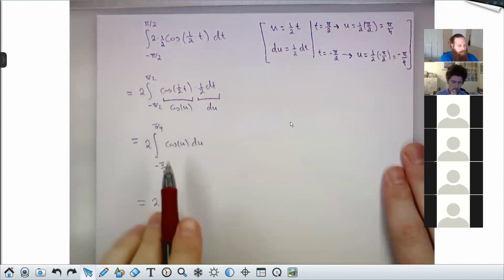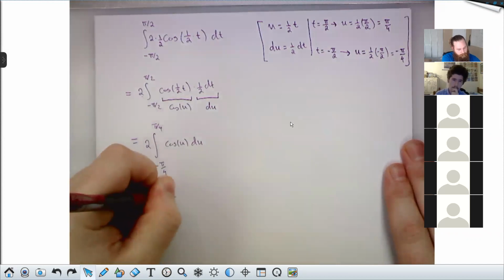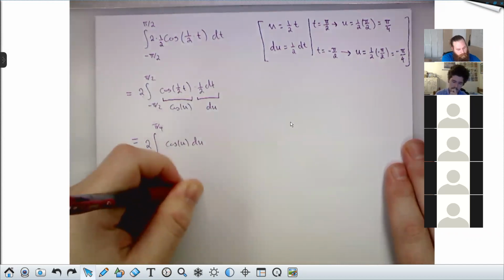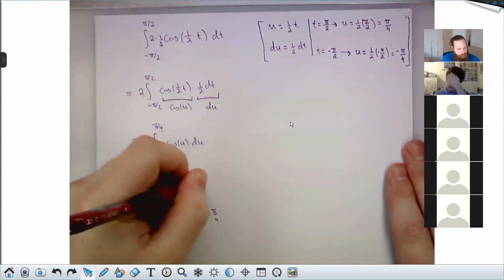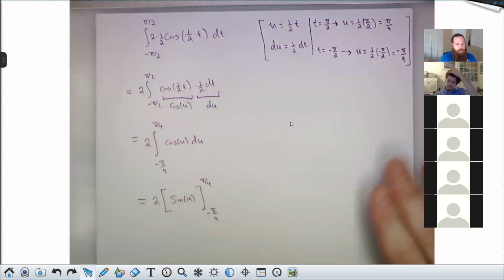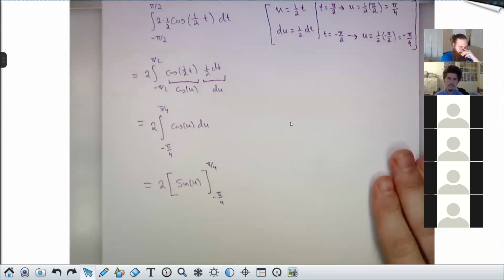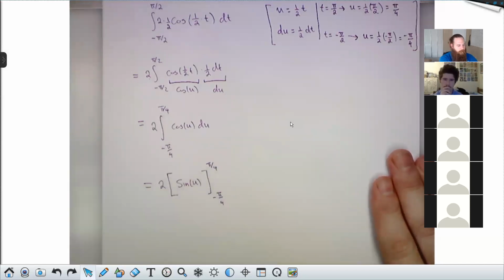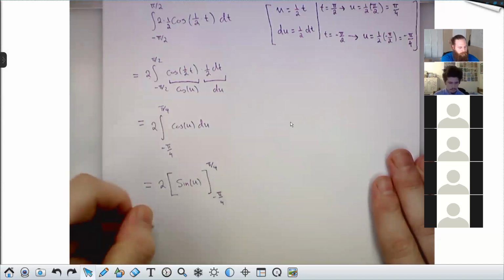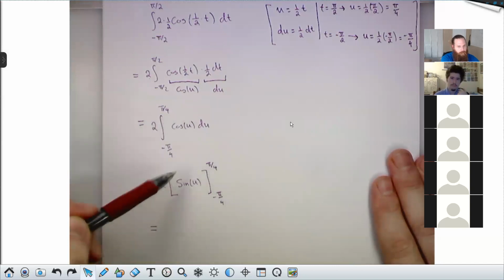From here, an antiderivative for cosine is sine. And we need to evaluate this between these new bounds. Some people like the vertical bar for evaluations. I like the brackets, but either one is fine. So it's a definite integral, which means rather than writing a plus c and calling it a day, we have to plug in these numbers and then subtract. So the antiderivative for cosine u du is sine u. This 2 is this 2. It just comes along for the ride.